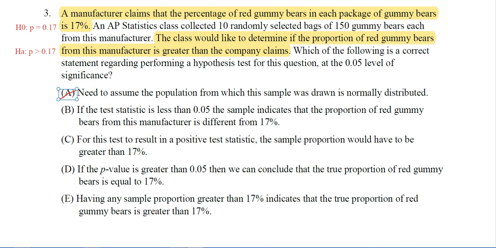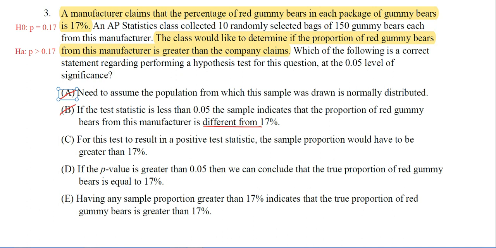B says that if the test statistic is less than 5%, the sample indicates that the proportion of red gummy bears from this manufacturer is different from 17%. Okay, well that's almost a correct statement, but different from 17 is not the same as greater than. So the language used here in choice B does not match the language in our alternative hypothesis. So that can't be the right answer.